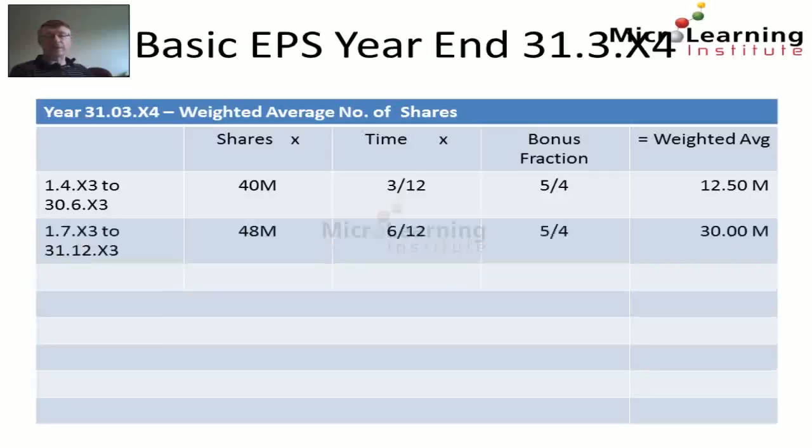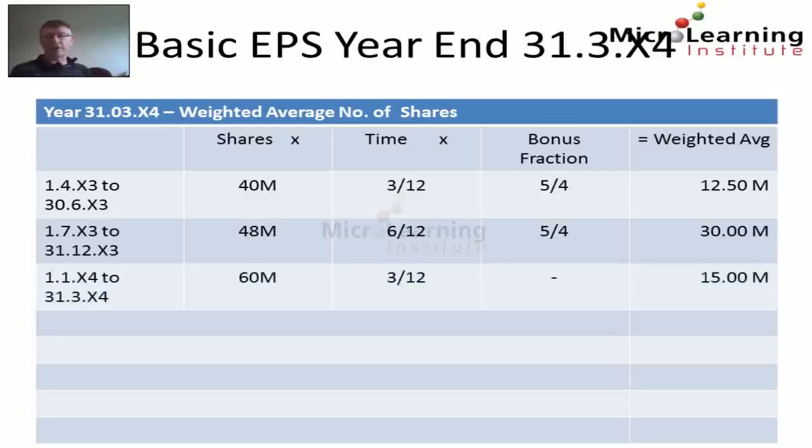Next, we look at the period from the 1st of July to the 31st of December, and as we've calculated earlier, we had 48 million shares in circulation for that period. That is a 6-month period, and those shares also became eligible for the bonus, and again were multiplied by the bonus fraction of 5/4. So the time-weighted average number of shares for this period is 30 million shares.